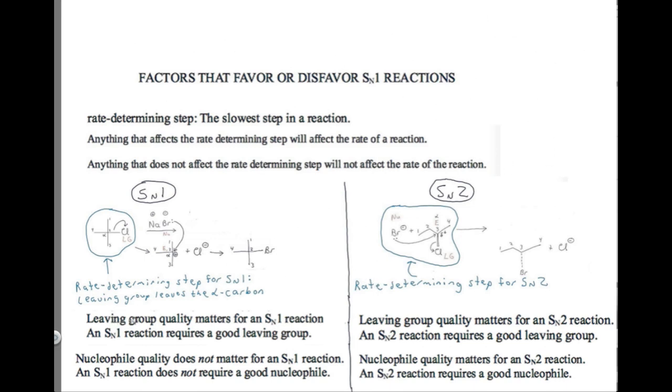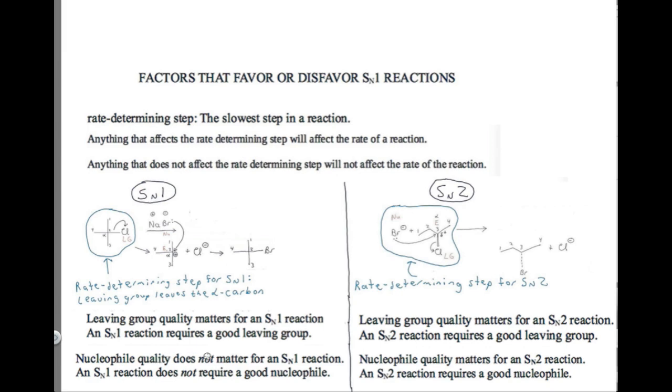We should know that leaving group quality matters for an SN1 reaction because the leaving group participates in the rate determining step, so SN1 requires a good leaving group. Leaving group quality also matters for an SN2 reaction because the leaving group participates in the rate determining step for SN2, so SN2 also requires a good leaving group.